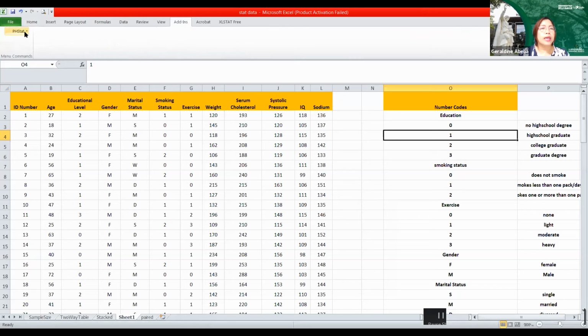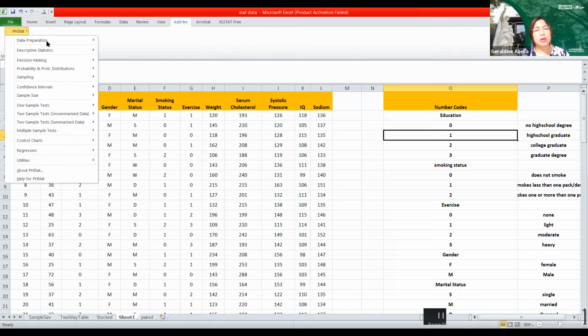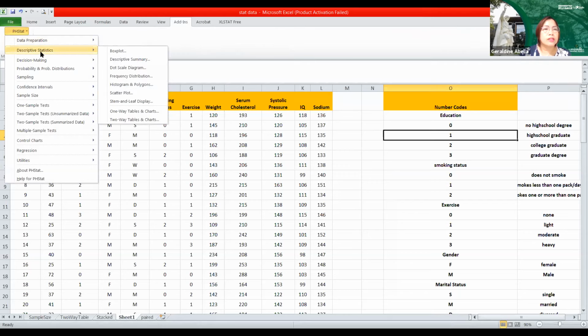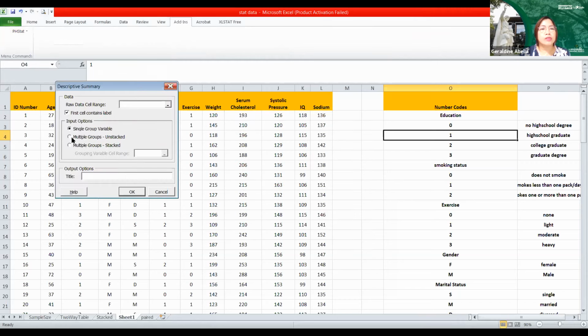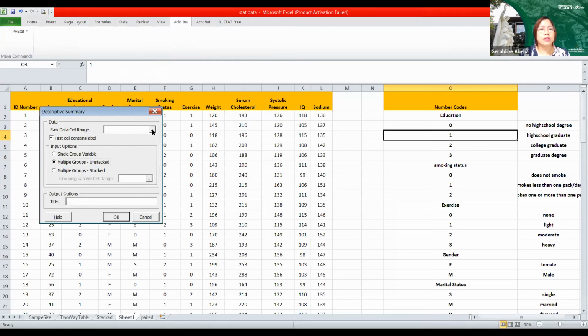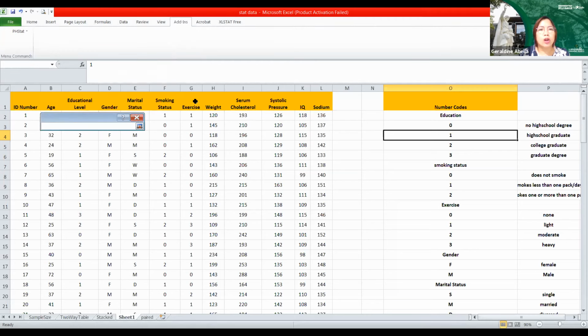So when we are going to take the mean of these three quantitative variables simultaneously, you go to descriptive statistics and choose descriptive summary. Then instead of single, choose multiple groups and stacked. Because we are not only finding one mean, but the mean of three quantitative variables. Then highlight these three columns containing the values of weight, serum cholesterol, and systolic pressure.